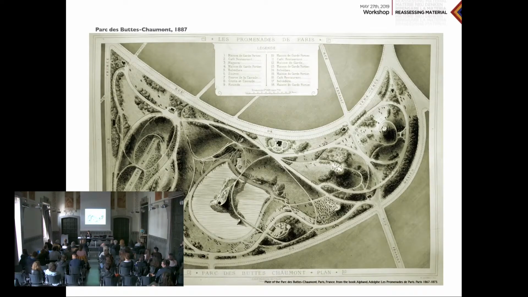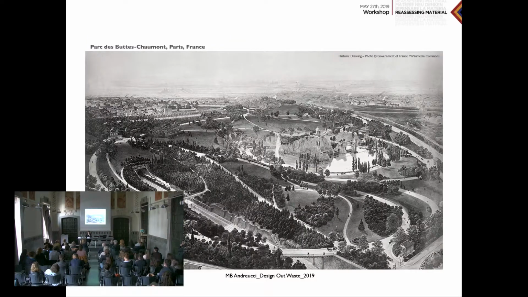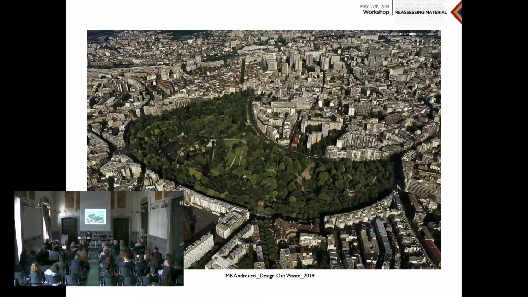As we all know, the concept of ecological restoration of landfill is certainly not new. I'm sure you all know Parc de Buttes-Chaumont in Paris, which was realized back in 1867 by architect Alphand. If you look at this historical drawing, we can see that the concept at that time, and for a long time, was actually to conceal, to hide the waste. So the concept was really a beautification process.